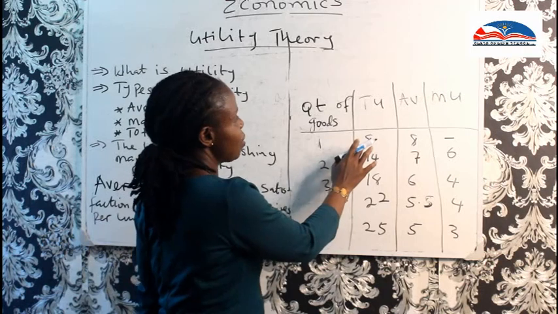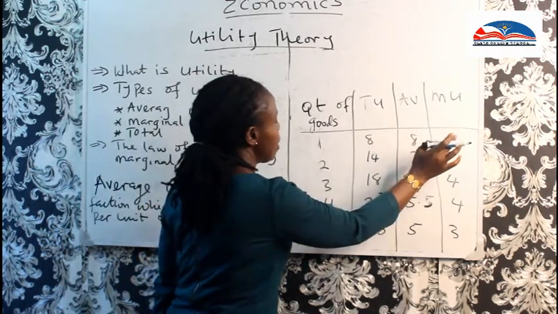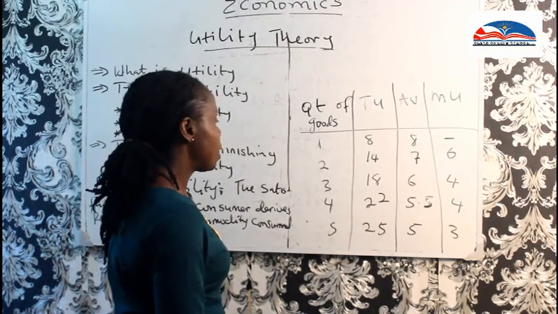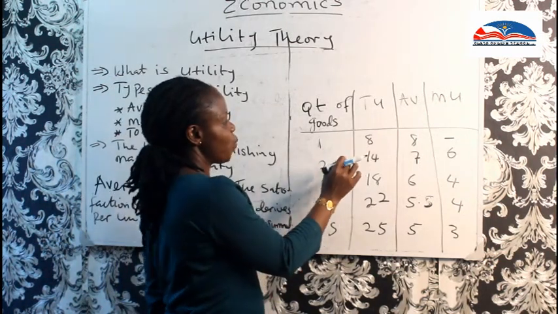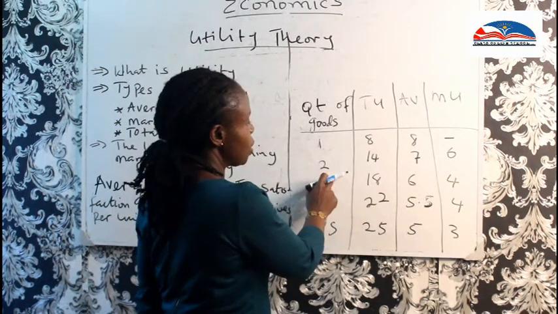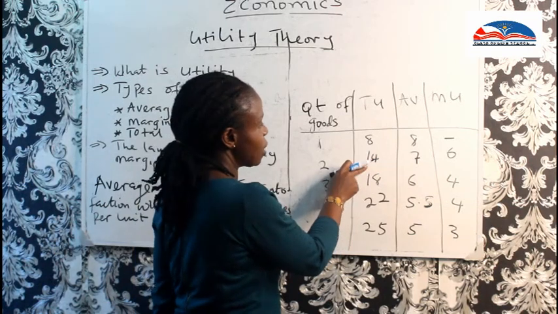Now, the total unit is 8. The average unit is 8. Then the marginal unit will be nothing at the first instance. The second one, the total unit, it's 14, which is 2 times 7. It has given us 14.